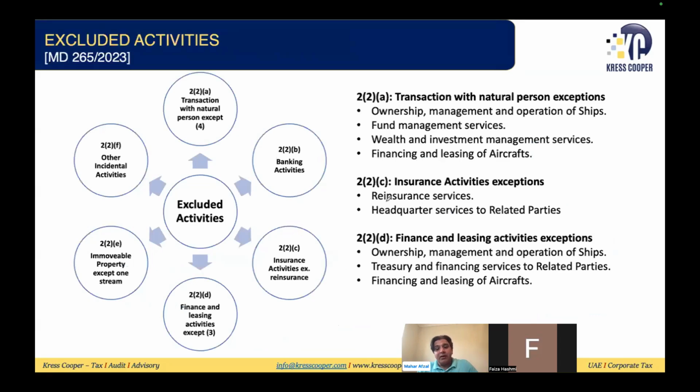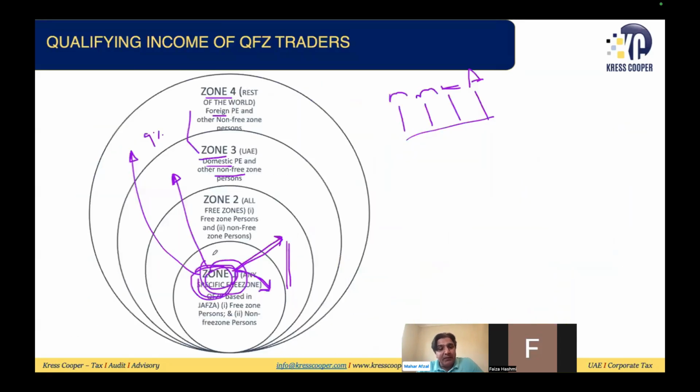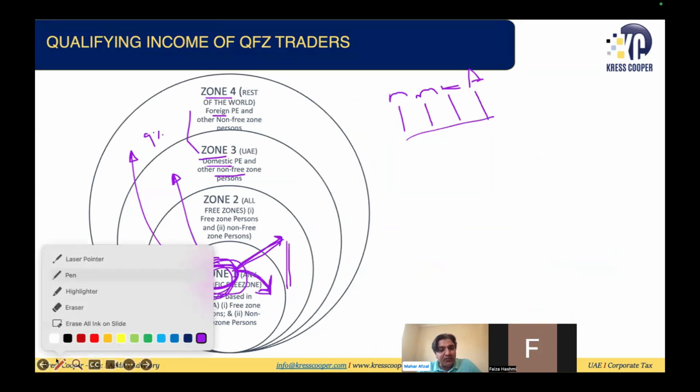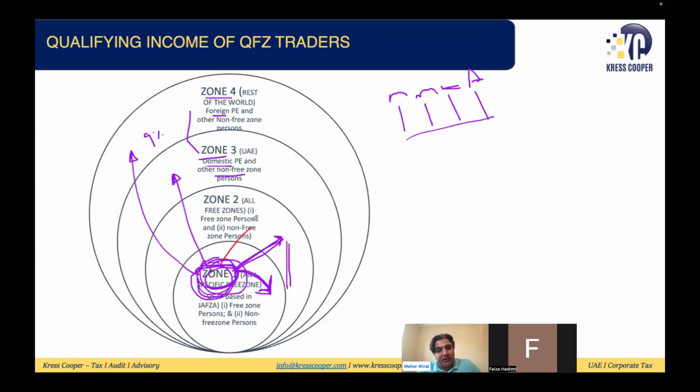So as we discussed, going back to this diagram, we said if this qualifying free zone trader is dealing with the free zone person, this free zone person may be in the same free zone. There is a possibility that this free zone person is based in the other free zone. Might be here, might be here. In both of the cases, the income generated by the qualifying free zone person will be considered qualifying income, provided that the person to whom these goods are being sold, the beneficial recipient, the income is not generated from the excluded activities. What are the excluded activities?